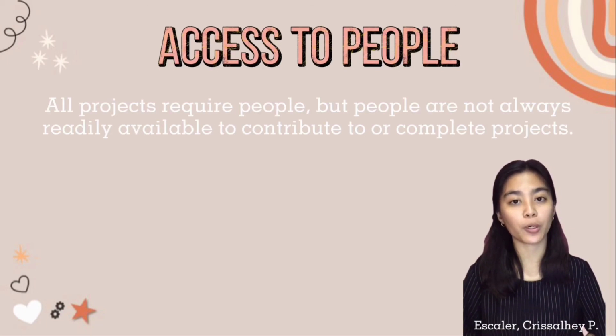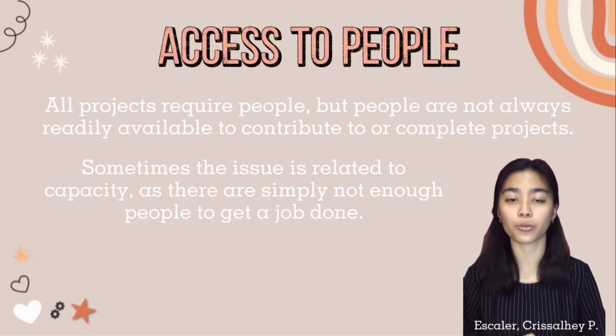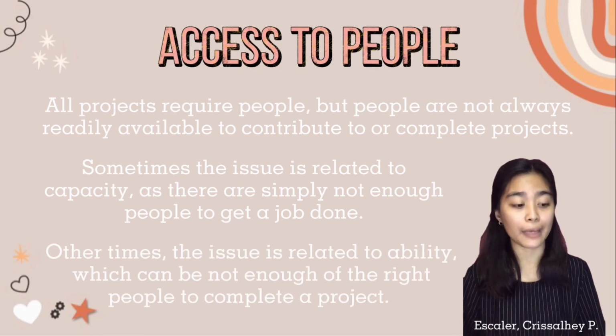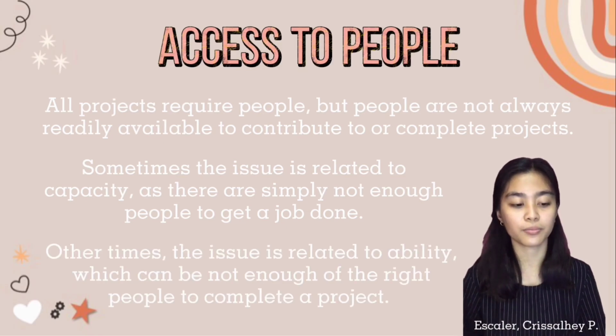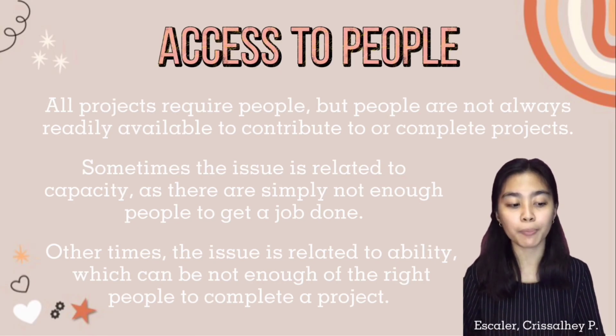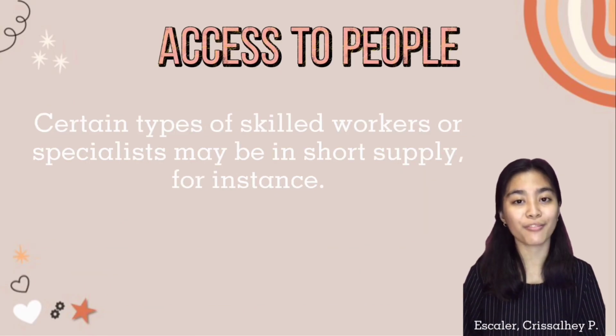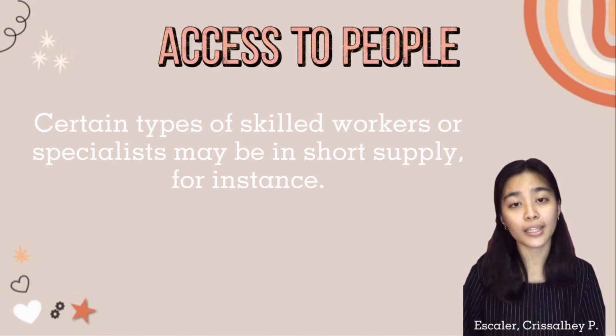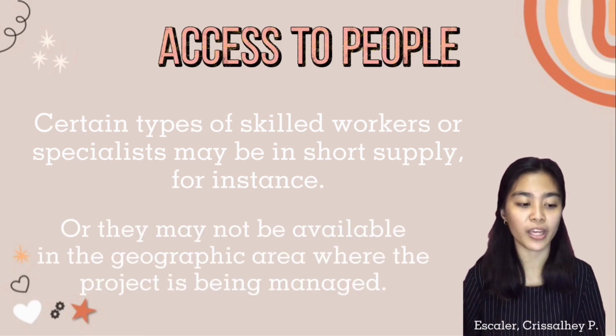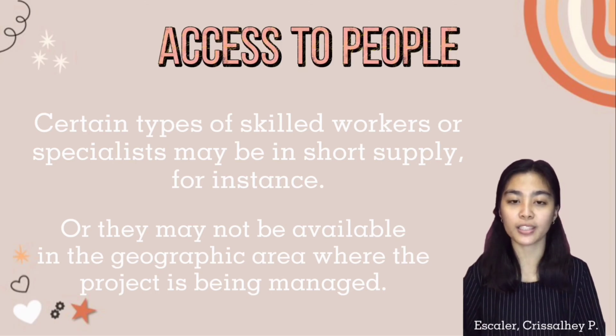Next is access to people. All projects require people, but people are not always readily available to contribute to or complete projects. Sometimes, the issue is related to capacity, as there are simply not enough people to get a job done. Other times, the issue is related to ability, which can be not enough of the right people to complete a project. Environmental factors can affect access to people to complete projects as well. Certain types of skilled workers or specialists may be in short supply, for instance, or they may not be available in the geographic area where the project is being managed.